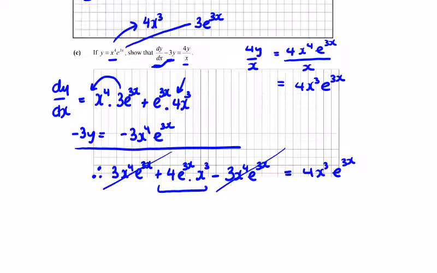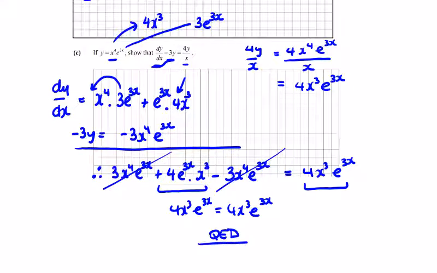So we can see here it is. We just have them in a slightly different order. So 4x cubed e to the power 3x is equal to 4x cubed e to the power 3x, quod erat demonstrandum. You have finished the short questions.